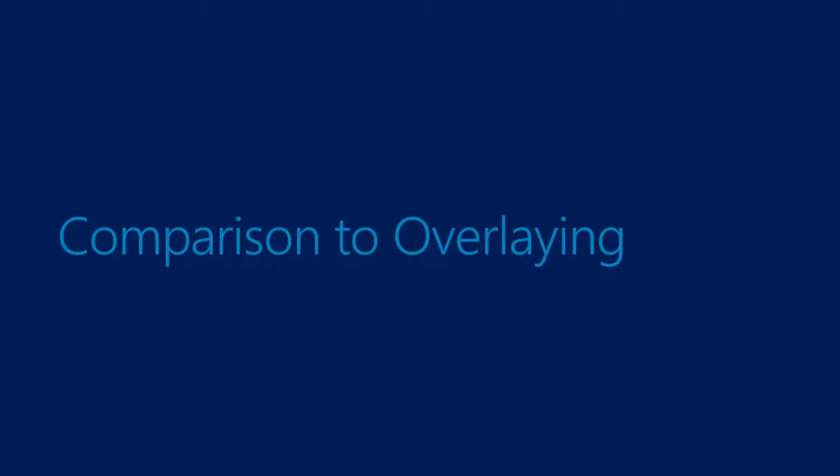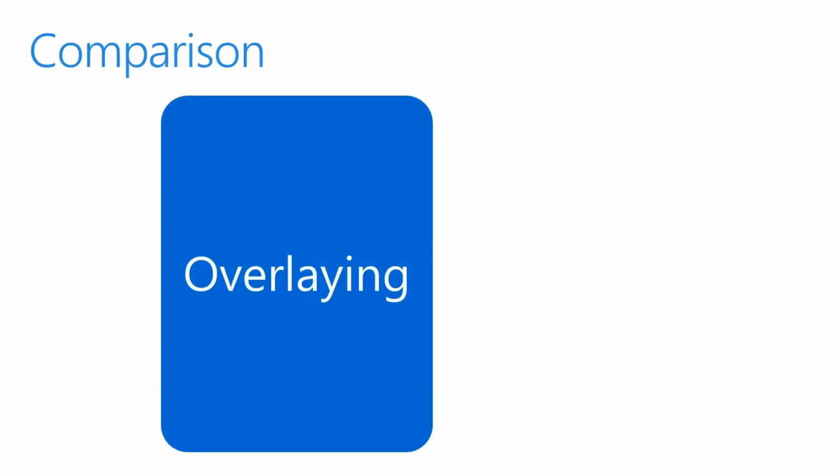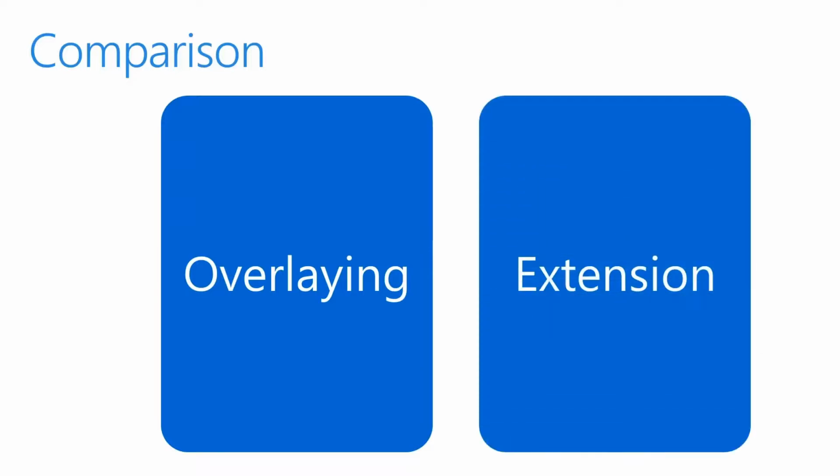Let's now review a comparison to overlaying in development for Dynamics 365 for finance and operations. Overlaying, or overlayering, is when you modify existing code by changing the system behavior. Extensions are much more flexible, and they allow you to leave the system behavior in place while adding extra logic around it. Overlaying may seem like a quicker solution, but it comes at the cost of upgrades, hotfixes, maintaining code, and merging code.